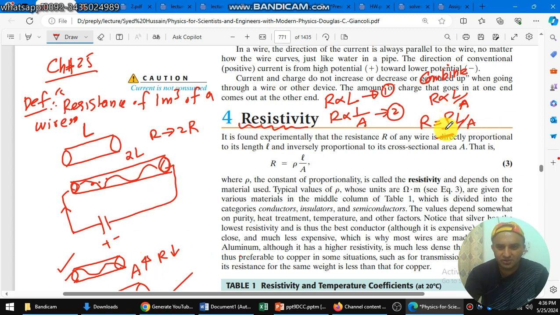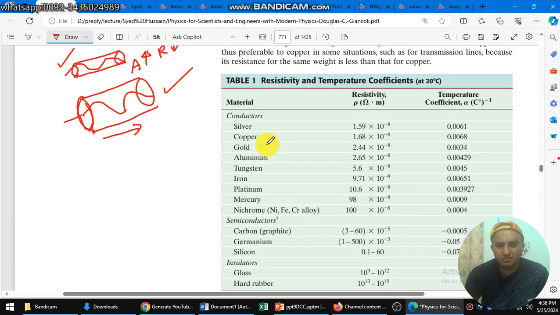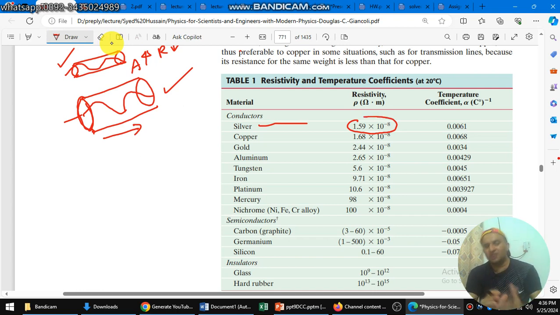This term rho is actually the resistivity of the material. So this resistivity is the property of the material. Every material has its own resistivity. Just like silver is the best conductor. Why is silver the best conductor? Because its resistivity value is small, so it offers less resistance. If you use silver, it offers less resistance, so it's the best conductor.